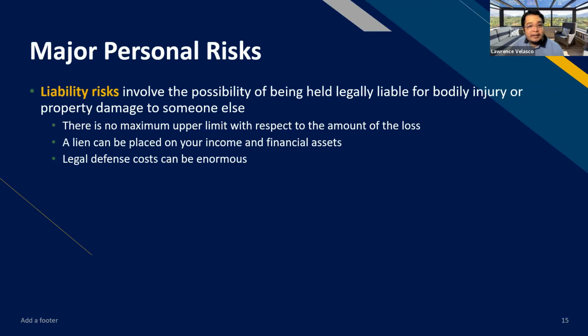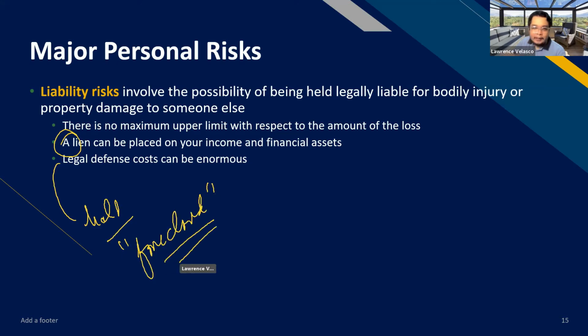Another kind of personal risk is liability risk, and that is the risk of being held legally liable for bodily injury or damage, and also basically legal related risks. Legal related risks are significant because usually there's no upper limit with respect to the amount of loss. Kasi depende yan sa judge kung magkano yung i-award niyang losses sa tao na kailangan magbayad. And usually that is not defined by a maximum upper limit. A lien can be placed on your income and financial assets. This is a hold on something that is being foreclosed. So parang naka-pledge yung income and financial assets to cover those liability risks. And legal defense costs can be enormous. Pwedeng mahal ang lawyer's cost in the first place.